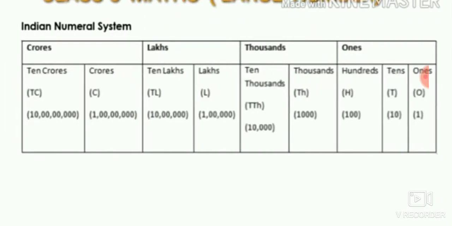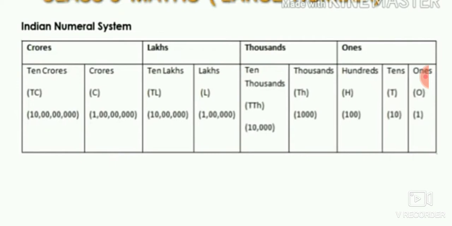This is the Indian numeral system. In this Indian numeral system, there are the first 3 digits, then after that 2, then 2, then 2. First there is the ones period: ones, tens, 100. Then the thousands period: thousands and 10,000s. In the lakhs period, lakhs and 10 lakhs. In the crore period, crores and 10 crore.